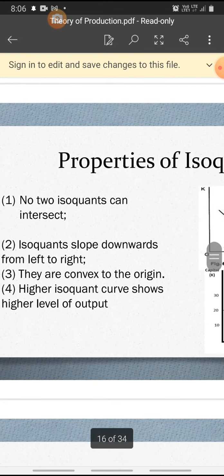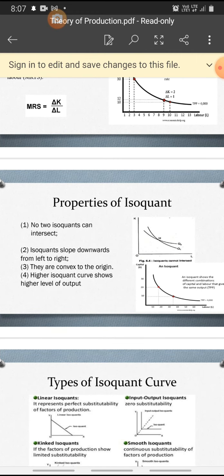Next, we are going to find the properties of isoquants. First one, no two isoquants can intersect. Isoquants are not intersecting or tangent to each other. Second, isoquants slope downwards from left to right. They are convex to the origin. Then the most important property is that a higher isoquant gives a higher level of output.